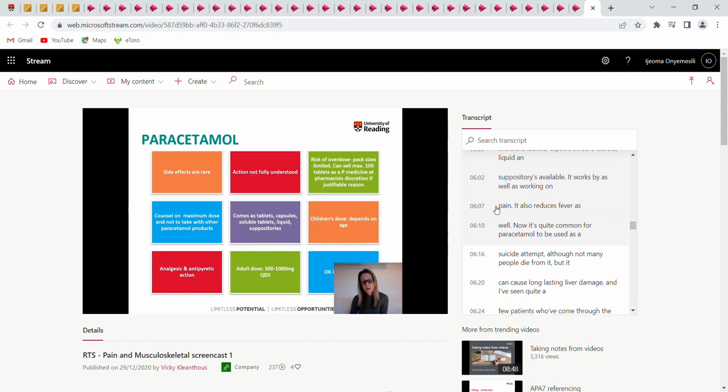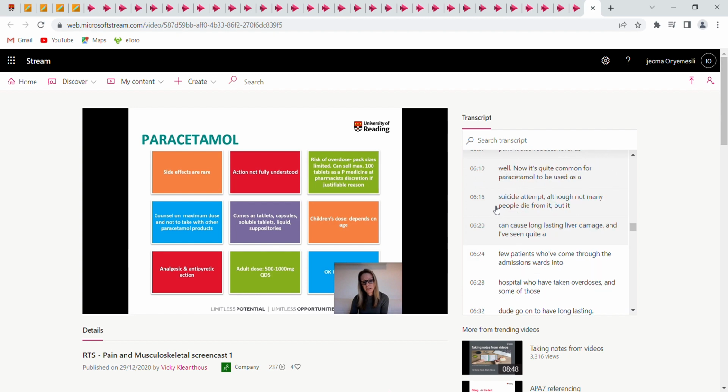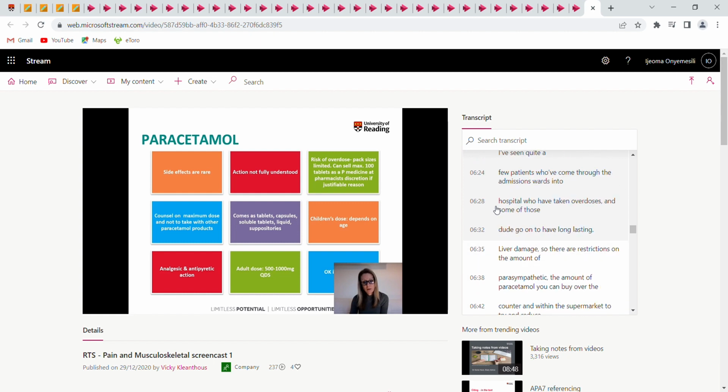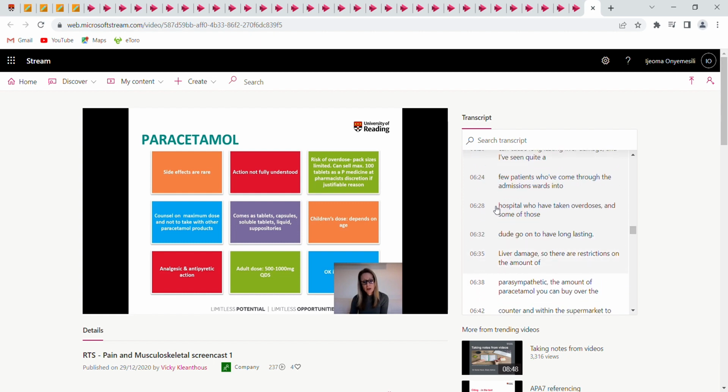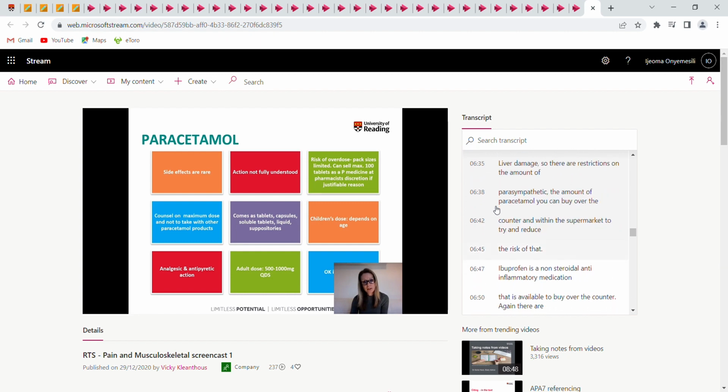Now it's quite common for paracetamol to be used as a suicide attempt, although not many people die from it, but it can cause long-lasting liver damage. And I've seen quite a few patients who've come through the admissions ward into hospital who have taken overdoses, and some of those do go on to have long-lasting liver damage. So there are restrictions on the amount of paracetamol you can buy over the counter and within the supermarket to try and reduce the risk of that.